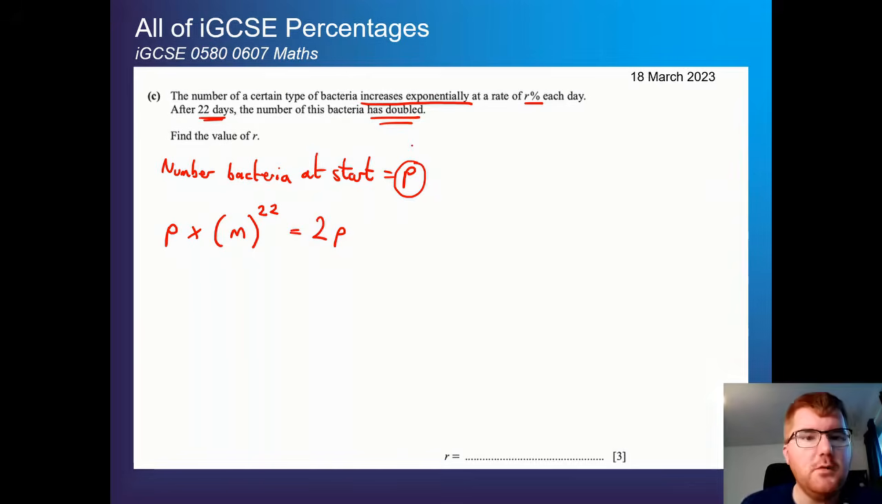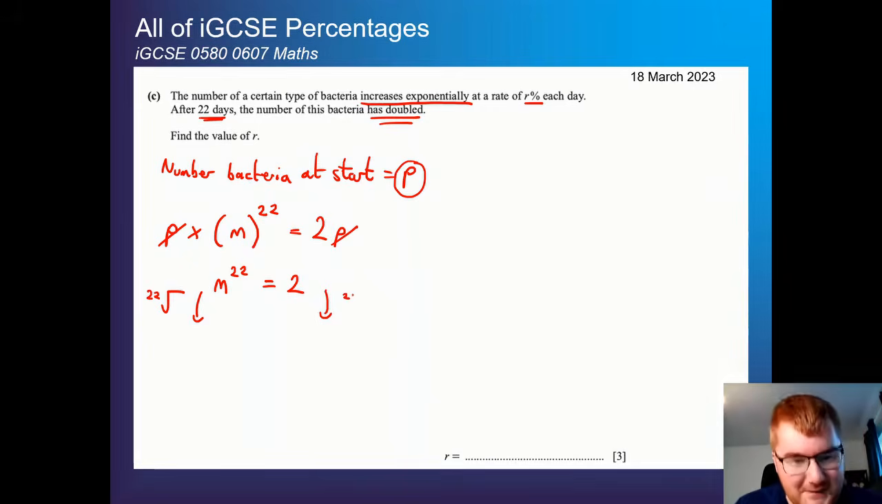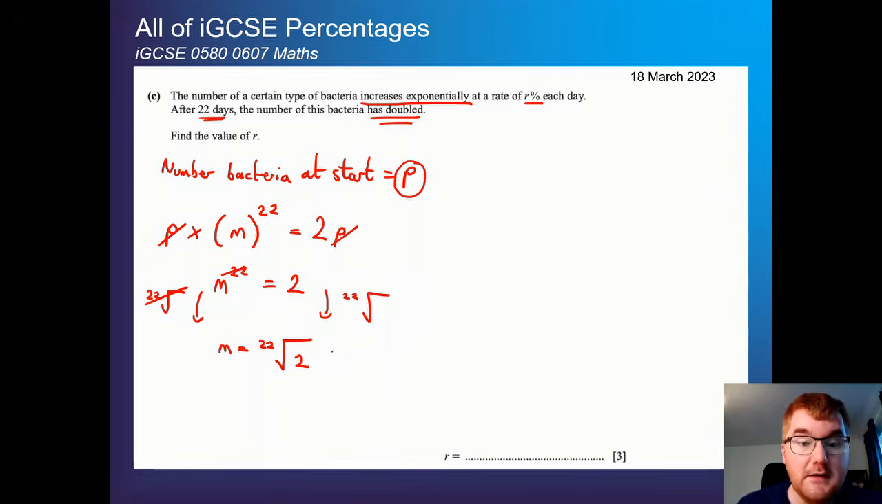And actually, we've got an equation that we can solve. The reason is that we can cancel P from both sides. So we can cancel a P here and cancel P there. Because both sides of the equation, you can cancel the factor. So we get M to the power of 22 is equal to 2. This is an equation that we can solve. The opposite of to the power of 22 is the 22nd root of it. And that looks crazy, absolutely crazy. But I'm going to show you on the calculator that we can actually work this out.